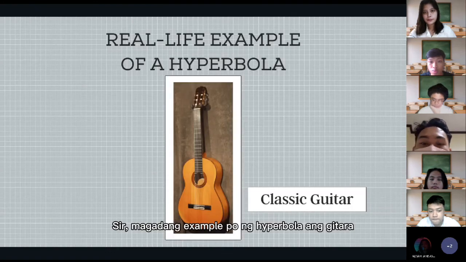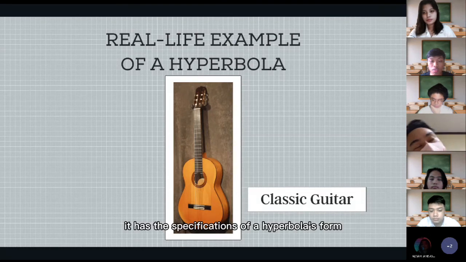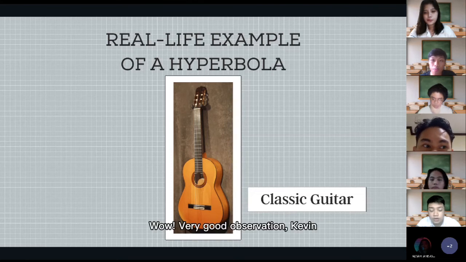Sir, magandang example po ng hyperbola ang gitara dahil sa curve and shape nito ng number 8. If we take a good look at the guitar, it has the specifications of a hyperbola's form. Wow, very good observations, Kelvin.